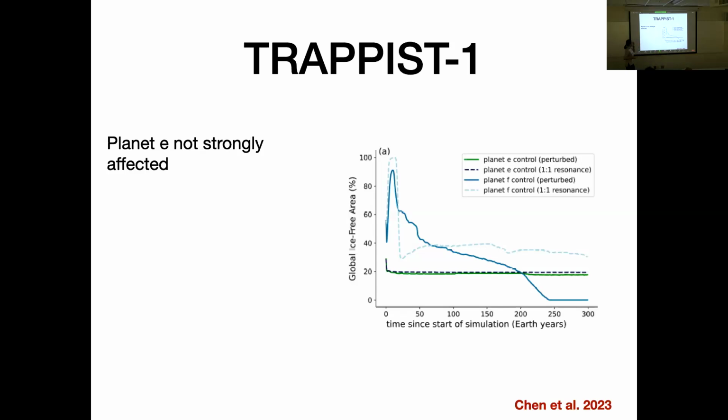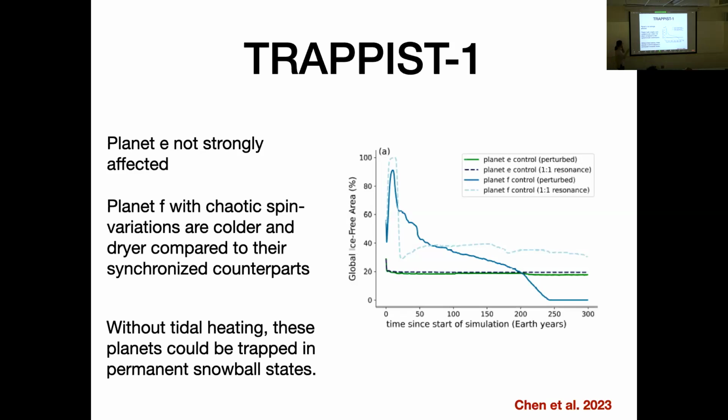We realized the story is very similar to the story of obliquity variations. This is because when planet F has chaotic spin variations, the night side will accumulate ice. However, when the night side goes back to the day side, the ice does not have enough time to melt. The thermal inertia is too large for this planet because it's farther away from the host star. The stellar insolation is weaker. It's a lot colder than the region of planet E.